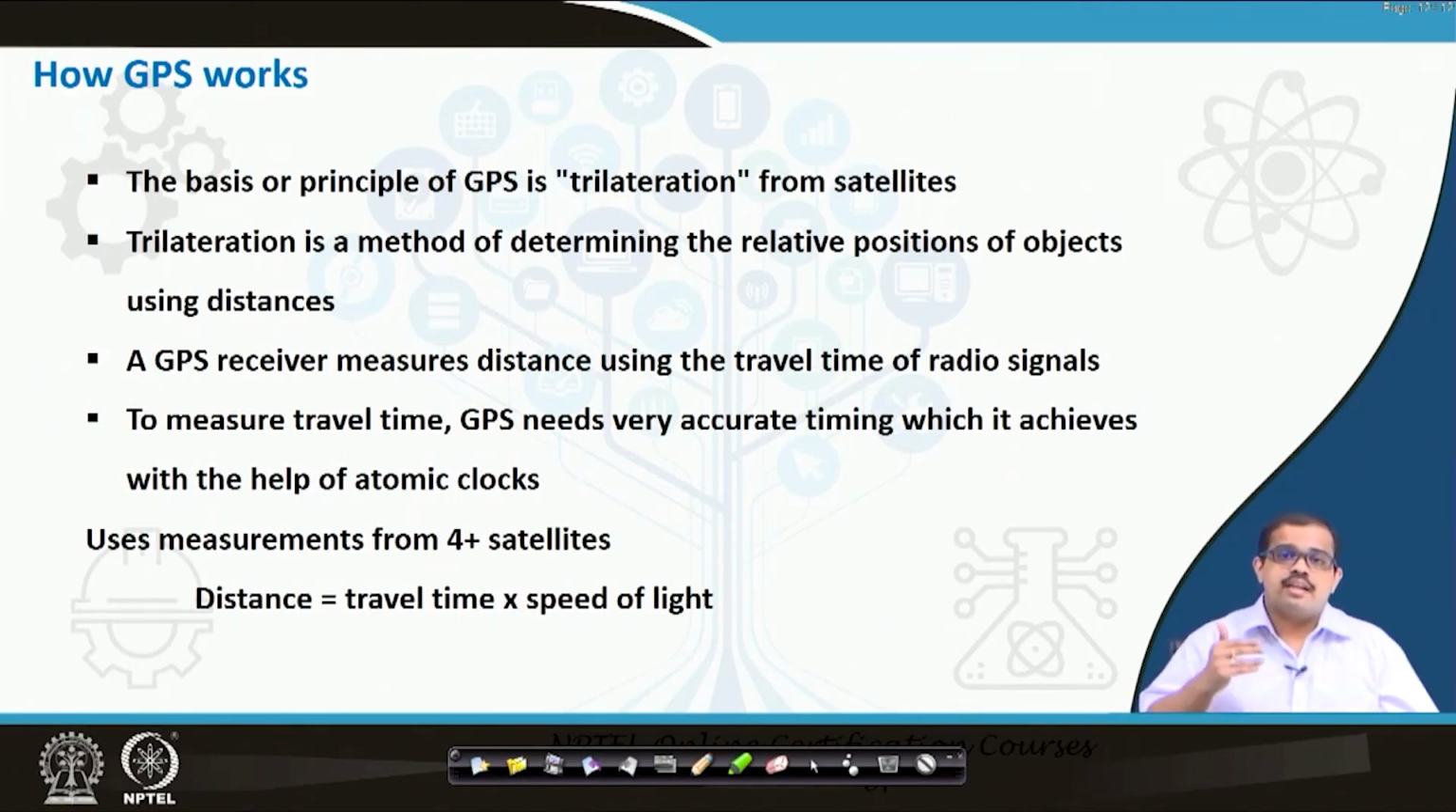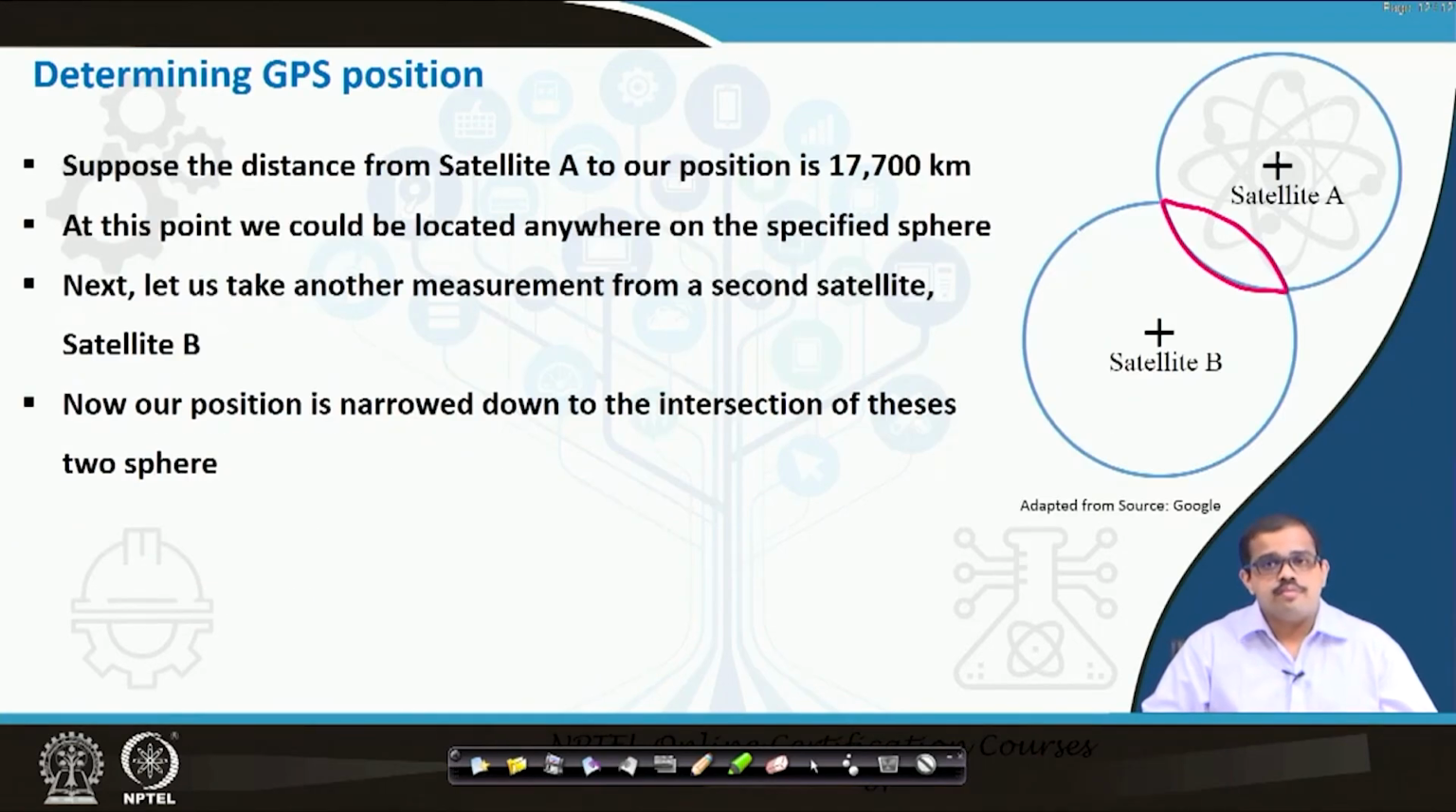Distance is nothing but travel time multiplied by the speed of light. Travel time of these radio signals times the speed of light. That is how you measure a distance. Then to measure travel time, GPS needs very accurate timing, which it achieves with the help of atomic clocks. These atomic clocks are on board the satellite vehicles. That is the clock correction that you do using your control stations. If that is correct, then your GPS would give you very accurate results.